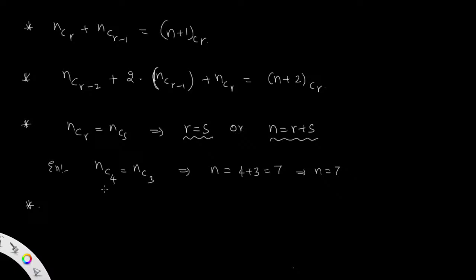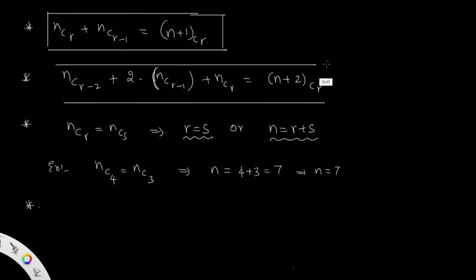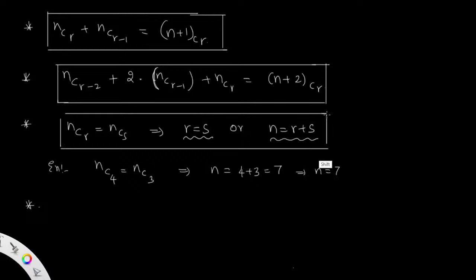Take some values from this, some problems, afterwards I will explain the remaining notes. These are the basic formulas, whatever the formulas we have. nCr plus nC(r minus 1) equal to (n plus 1)Cr, this is the formula. Next one, nC(r minus 2) plus 2 times nC(r minus 1) plus nCr equal to (n plus 2)Cr. Taking the LCM, then you get the values as it is. Next, another formula, nCr equal to nCs, then r equal to s, or n equal to r plus s. These are the basic important formulas.